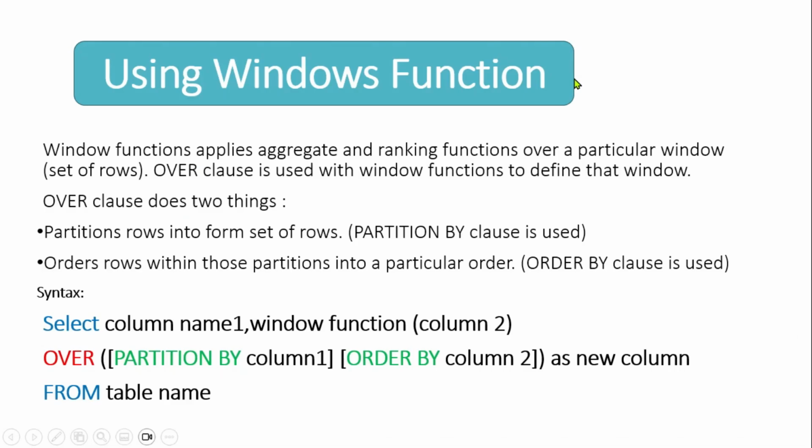The next method to find the duplicate is using an advanced SQL function, which is the window function. A window function applies aggregate and ranking functions over a particular window, meaning a set of rows. The OVER clause is used with window functions to define that window. The OVER clause does two things here.